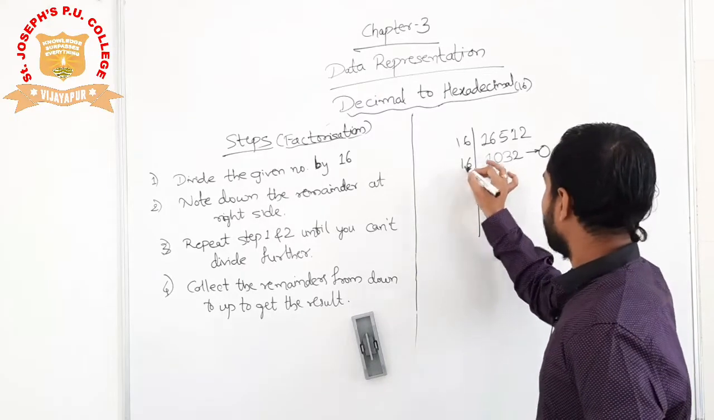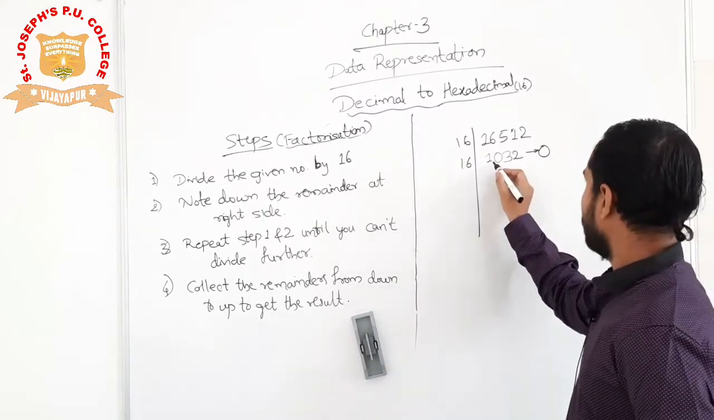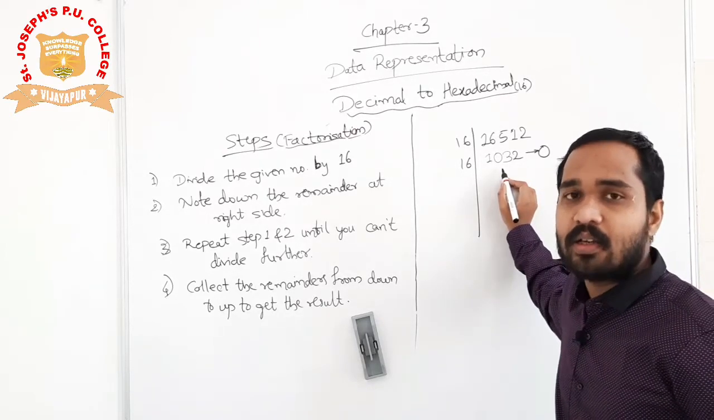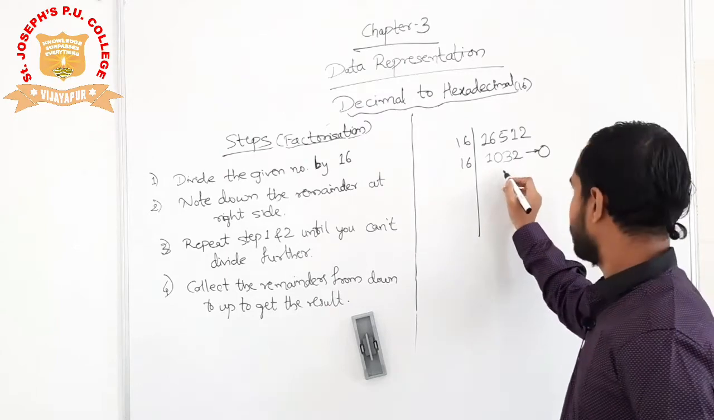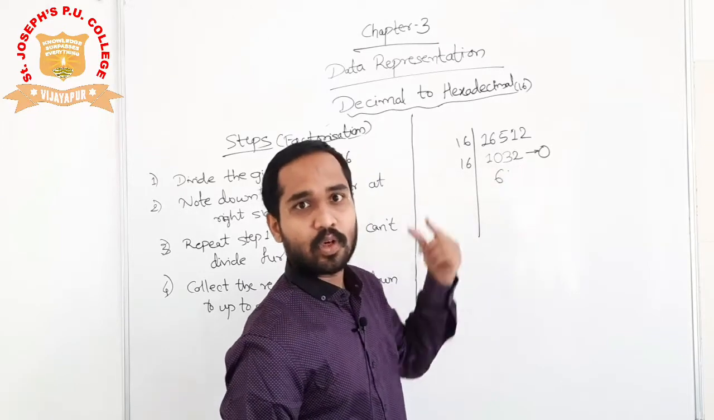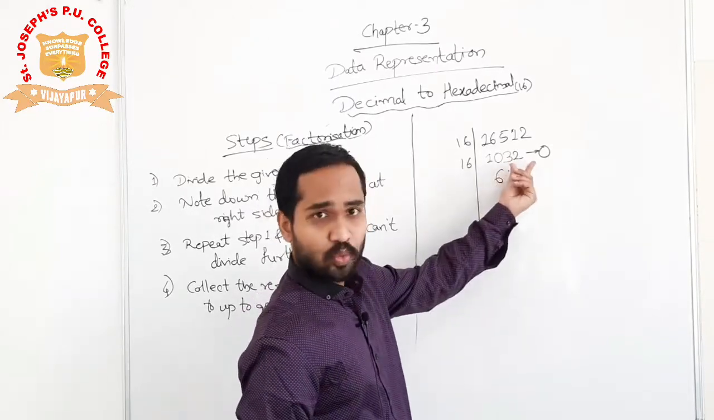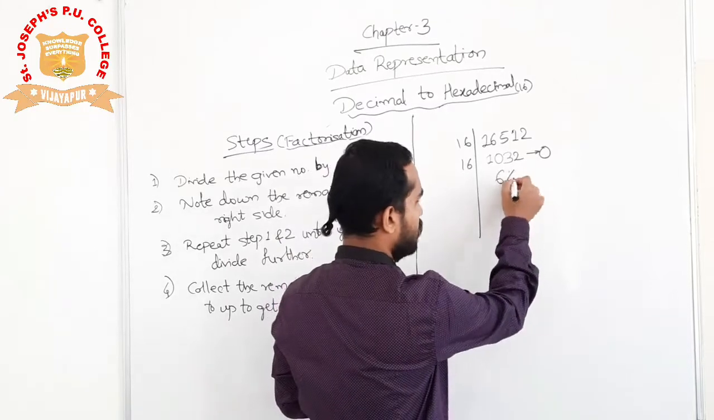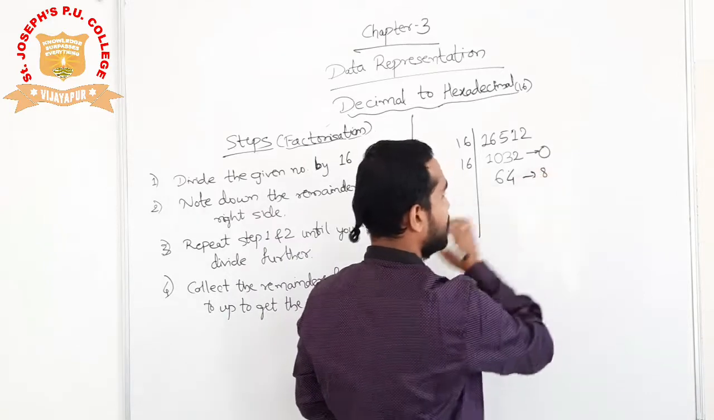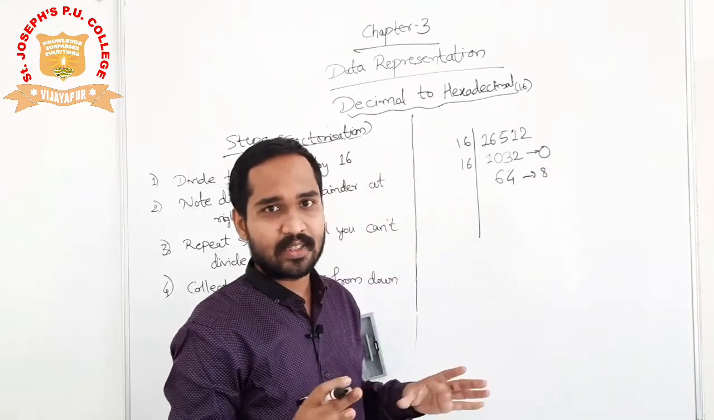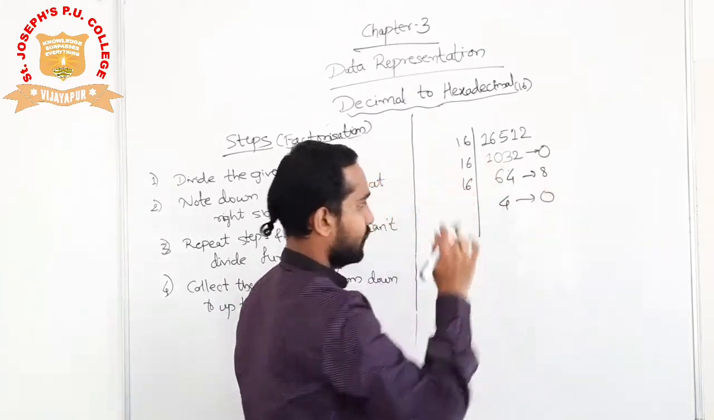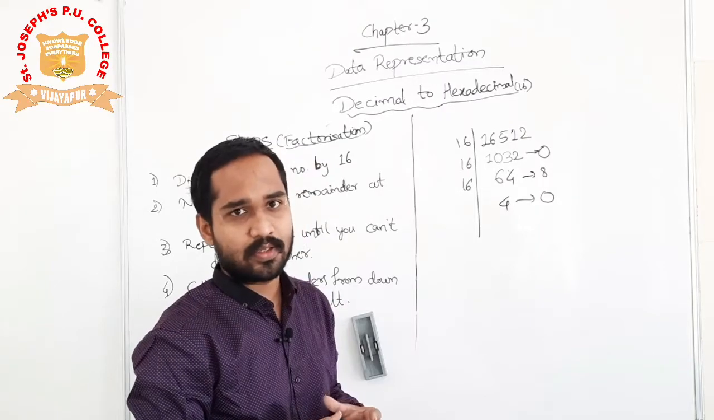Then again, repeat the step. You are dividing 1032 by 16. 16 fives are 80. 16 sixes are 96. What is remaining? 7 is remaining, so 72. 16 fours are 64. So how much remains? 8 is the remainder. Then again 16 fours are 64. Anything that remains? Nothing. So 0 is the remainder.